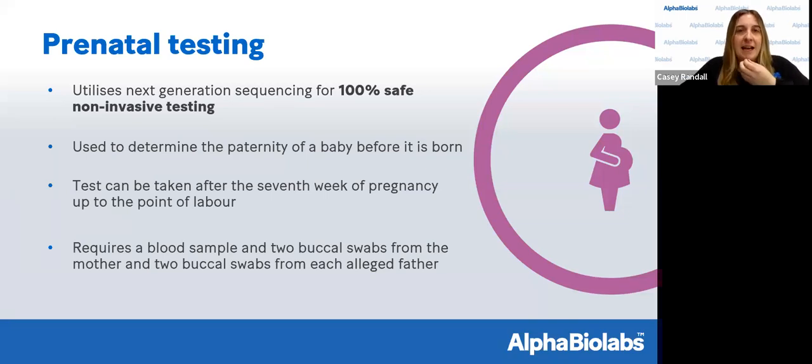It's this really high level of detail that we can look at, and it's really useful for prenatal testing, which allows us to determine who the father of a child is before the baby is born. It's 100% safe and it's non-invasive. All that the test requires is a blood sample from the mother. The test can be taken after the 7th week of pregnancy, all the way up until the point of labour. And we do recommend that the later in pregnancy you are able to leave the test, the better, as you have more chance of getting a successful result straight off the bat.